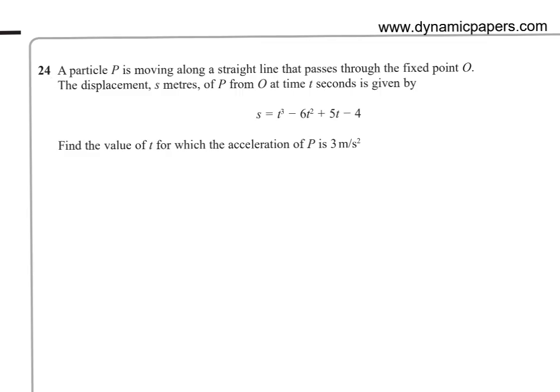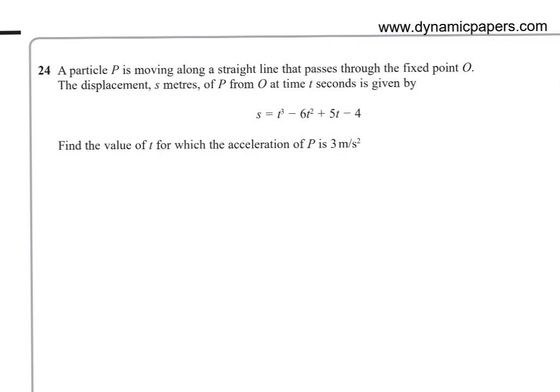Question 24. A particle B is moving along a straight line that passes through the fixed point O. The displacement s meters of B from O at time t seconds is given by s equals t to the power 3 minus 6t to the power 2 plus 5t minus 4. Find the value of t for which the acceleration of B equals 3.